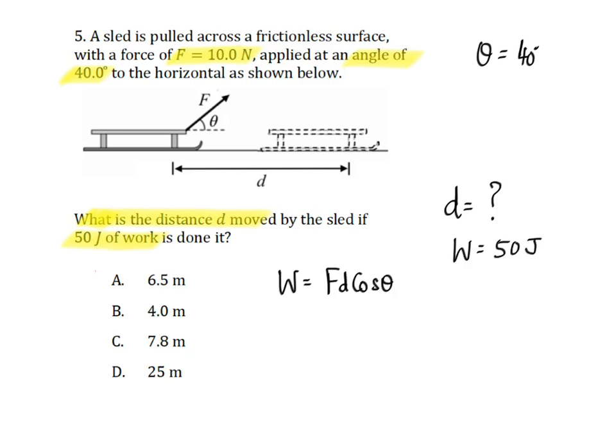So we are going to substitute the numbers into the formula. So 50 equals 10 times d times cosine 40. Now d is missing, so when you use your calculator, you'll put d as x and use shift solve to get the answer as 6.52, and the unit is meter.